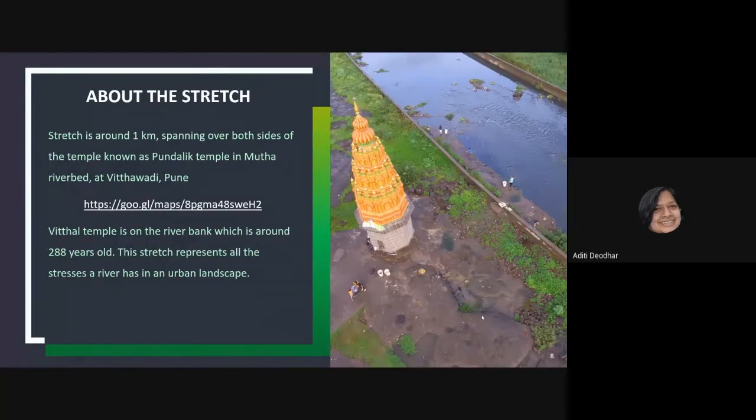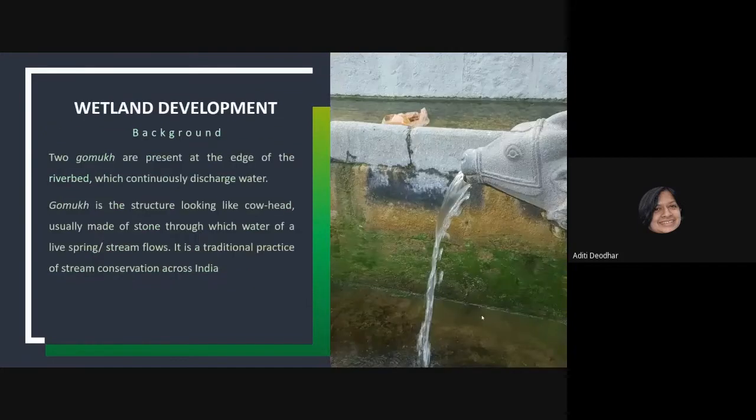And this is just a glimpse of the stretch. You can see the Pundalik temple on the right in the riverbed. This is the river. There is a beautiful basalt rock in the riverbed. And as you can see, the river no longer has its natural banks. The river is channelized all throughout its length within the municipal corporation limit.